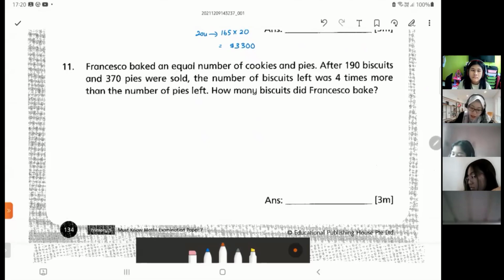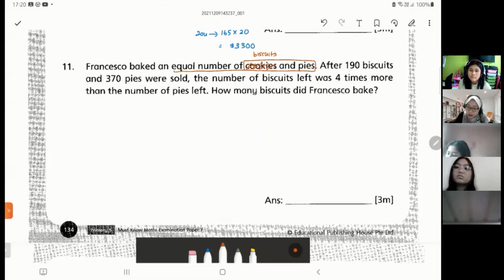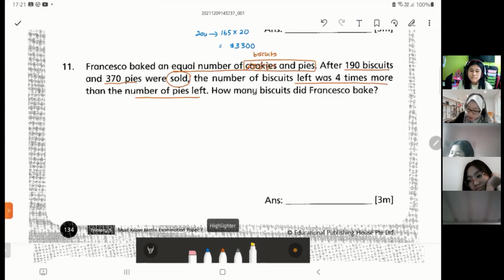Francesco baked an equal number of cookies and pies. Okay, this is not cookies. This question is a bit misleading. This is biscuits, because in the end they ask for biscuits and pies. After 190 biscuits and 370 pies were sold, the number of biscuits left was 4 times more than the number of pies left. Okay, you need to know this one. 4 times more than the pies left. They did not say 4 times as many as.